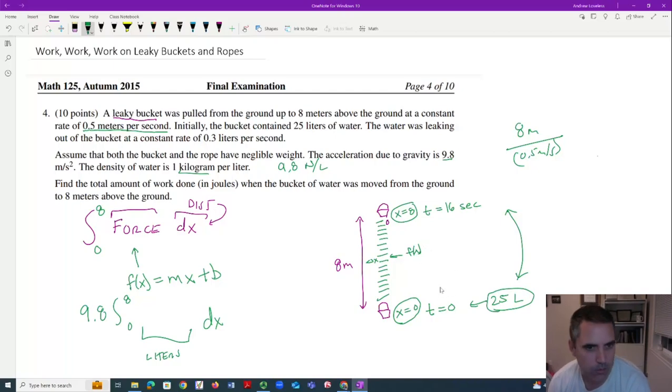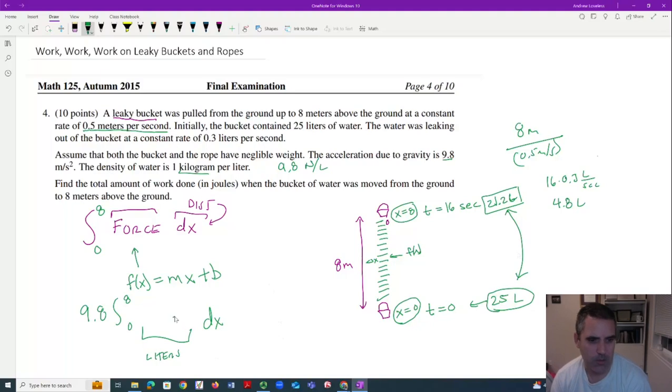Anyways, it says you're losing 0.3 liters per second. It's 16 seconds. And so that means you're going to lose 16 times 0.3 liters. It's going to be 4.8 liters. So now I know. If you subtract 4.8, I think it's 20.2. Of course, you can use a calculator on the test. I'm just trying to do this in my head so I can be a little faster. And now we're essentially done.